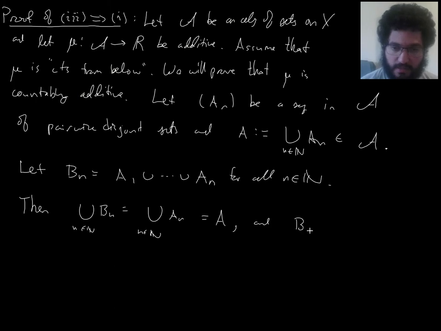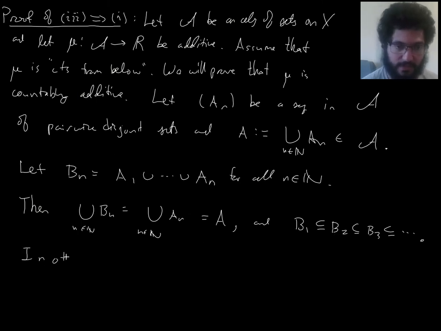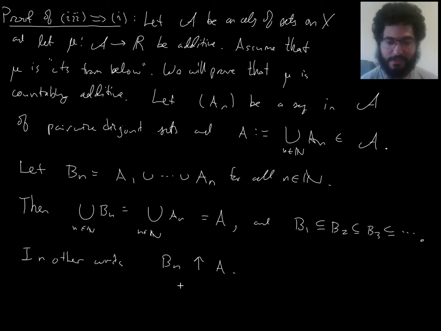And now it's been designed so that B1 is contained in B2, is contained in B3, etc. Right? They're nested in this way because each one is the union of the previous one with an additional thing, right? So in other words, the Bn's build up to A. That was the point.